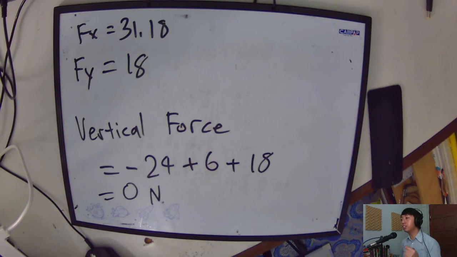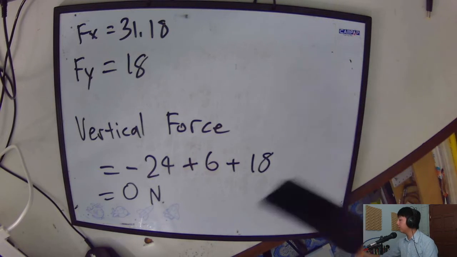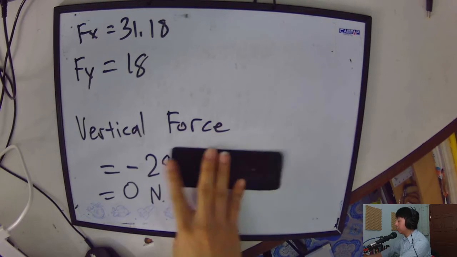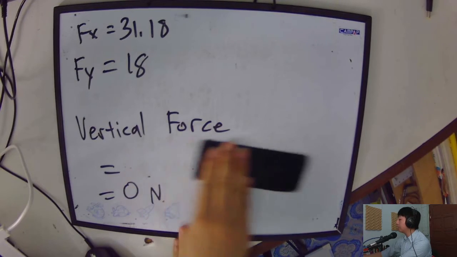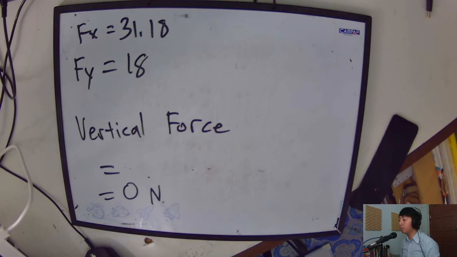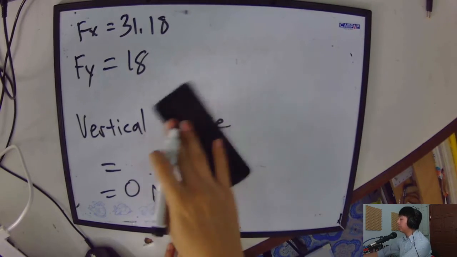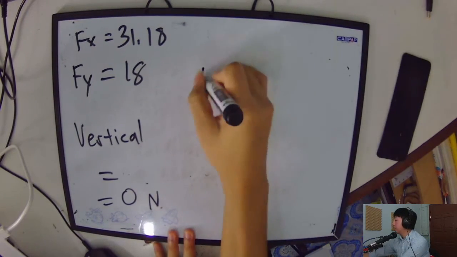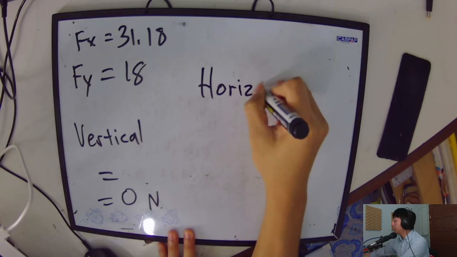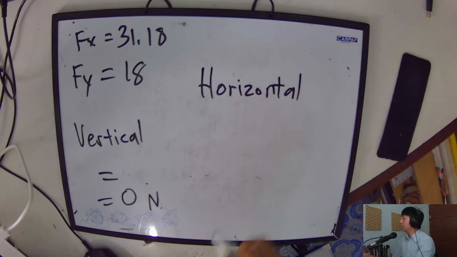Meaning to say the block is neither going up nor down. So the resultant force, in other words, there's no result, it's 0 there. We just have to look now at the horizontal. So we just calculated vertical, now horizontal. Okay, so horizontal, what do we have?